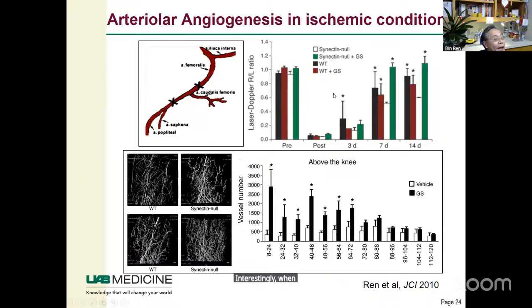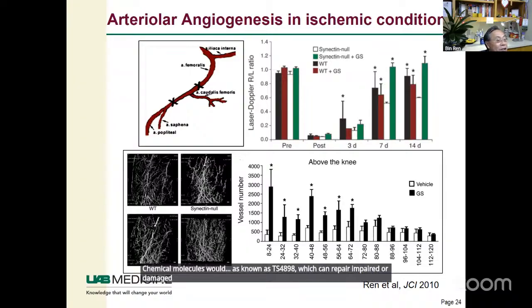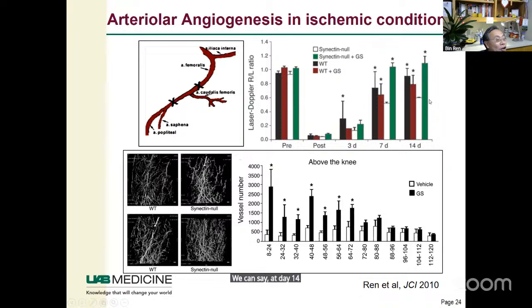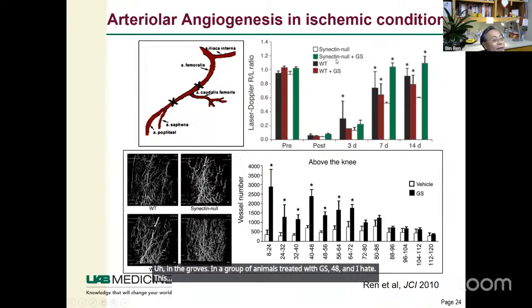Interestingly, we treated the animals with a screened chemical molecule known as GS4898, which can repair impaired or damaged arteries in a zebrafish model and in animal models. We can see at day 14, in the group of transgenic animals treated with GS4898, which had impaired arteriogenesis as I mentioned, there's complete recovery of the blood perfusion or blood supply. Although we didn't see a significant impact of the GS compound on the blood supply in the wild-type control.